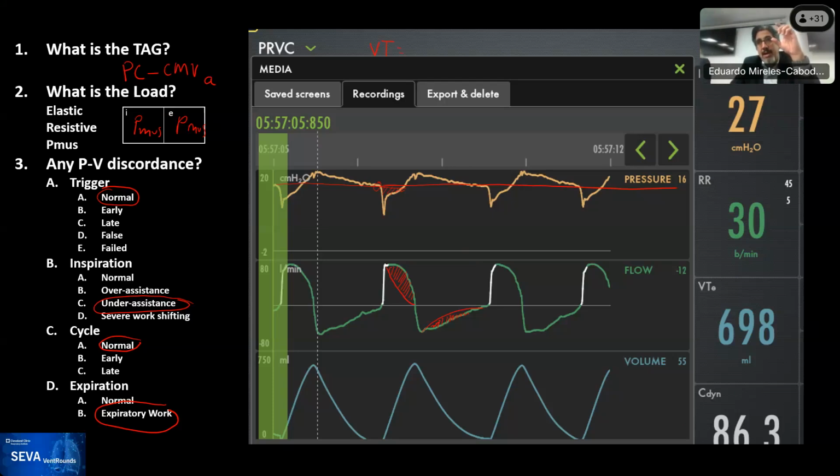The point being that it's difficult to say that there's one technique to use on all ventilators to get the POC value.